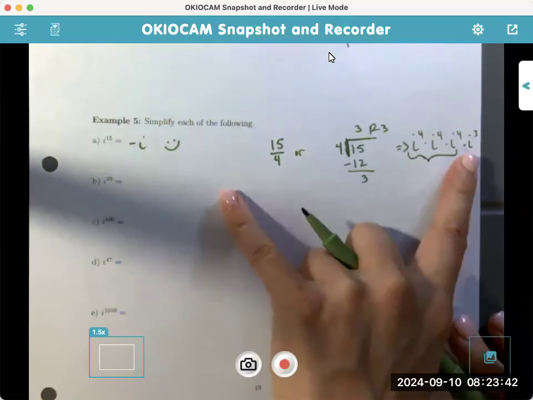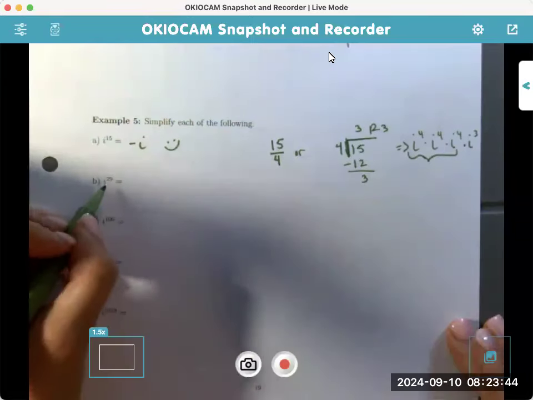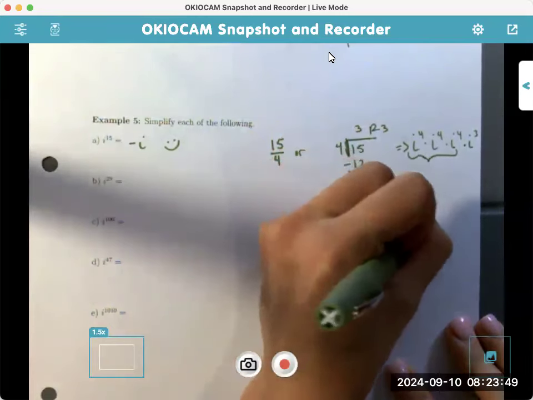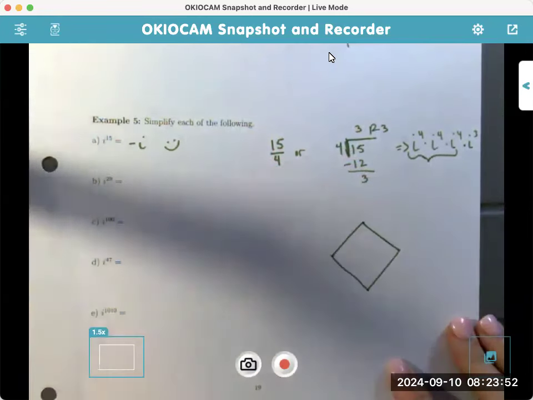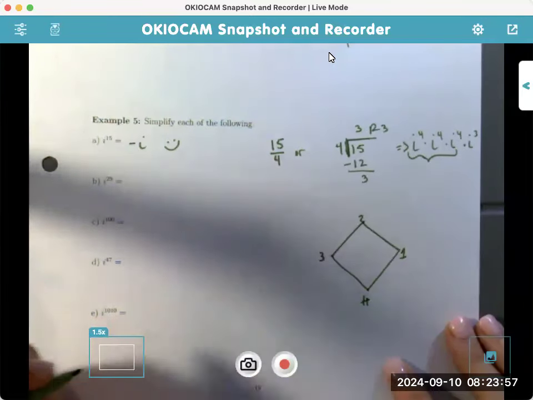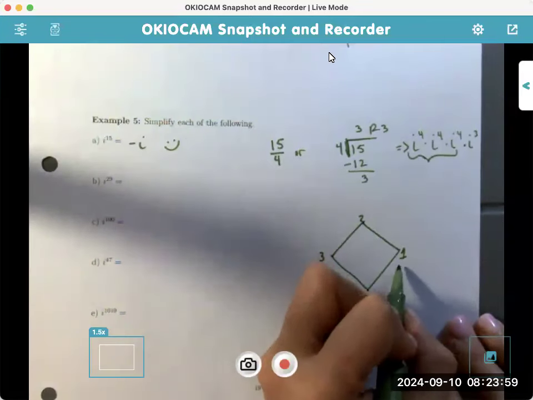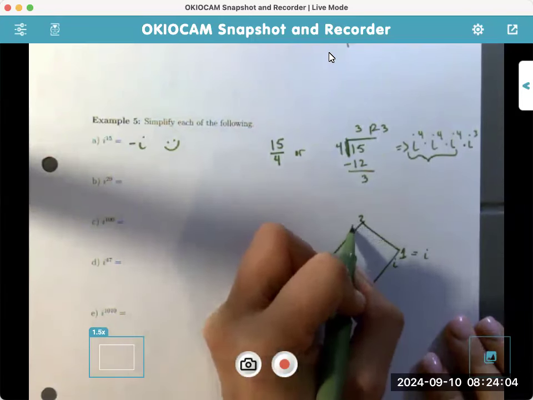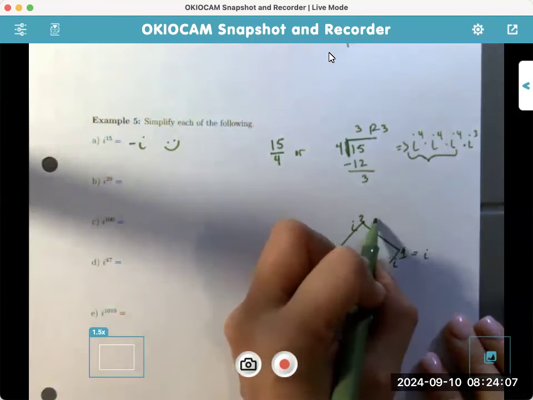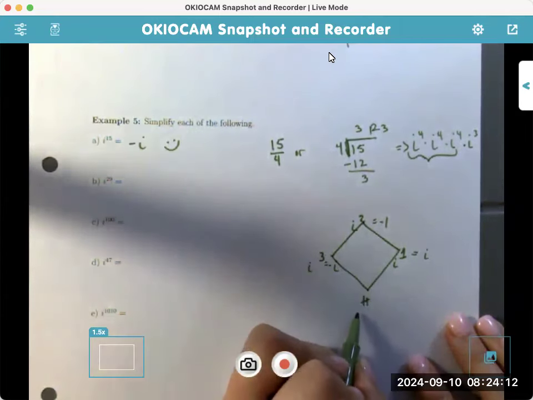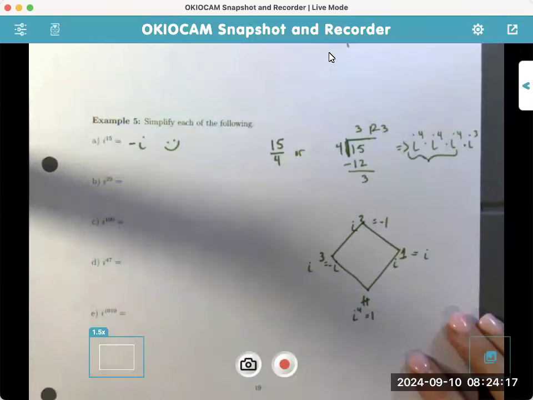So another way to think about this, so i to the 29th, is that a student showed me one time, like a baseball field, a baseball diamond. So like home, first, second, third. If we think of first as i to the first, that's i. Second is i squared, so think of that as -1. i cubed is negative i, and then home base would be i to the 4th, or just 1.